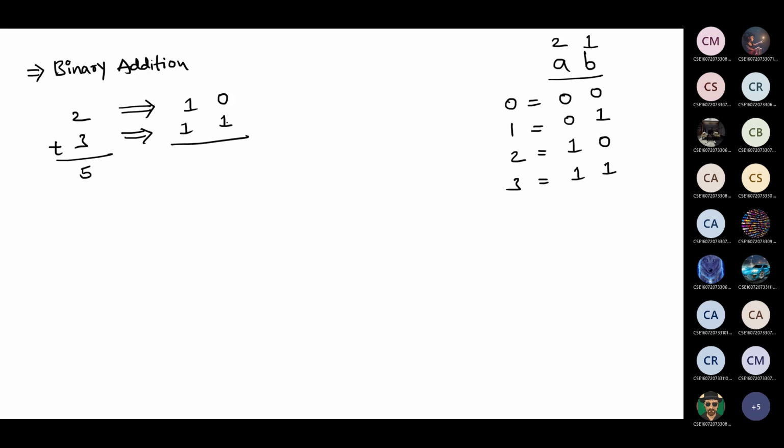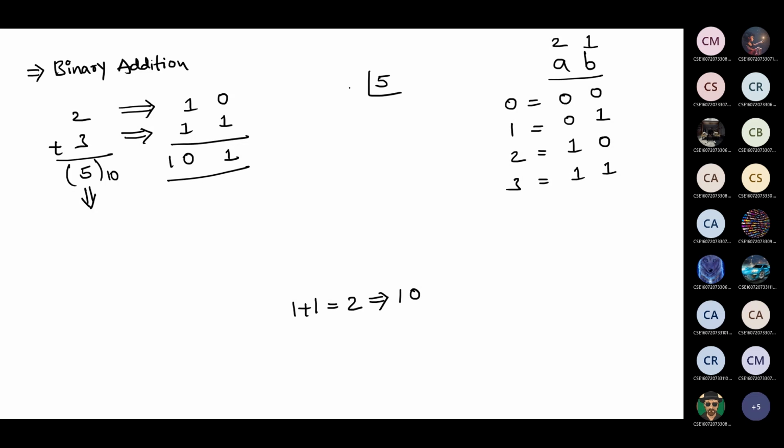Now you try to add them. 0 plus 1, how much? 1. 1 plus 1, 2. 2 can be written as 1 0. This is 1 0. So what is the equivalent of 5? So convert this particular decimal into binary and tell me the answer. Convert 5, which is in decimal, into binary and tell me the result.